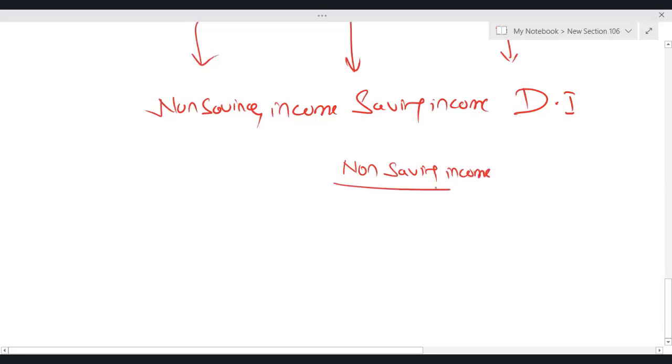Actually, individuals pay tax according to the bands. So when we say non-saving income, simply basic rate band, which starts from £1, ends on 37,700, and the tax rate is 20%.